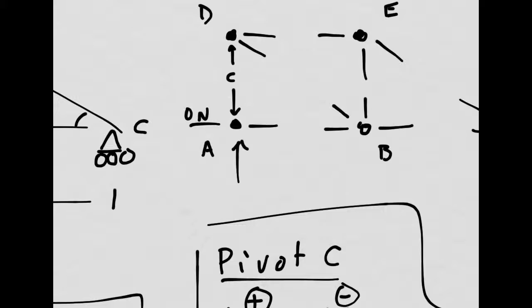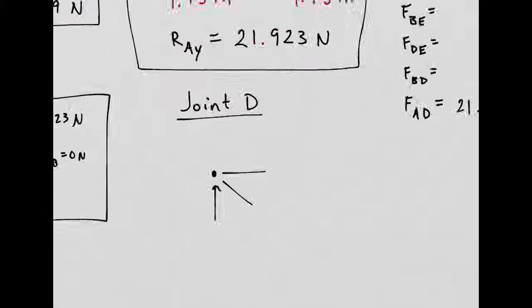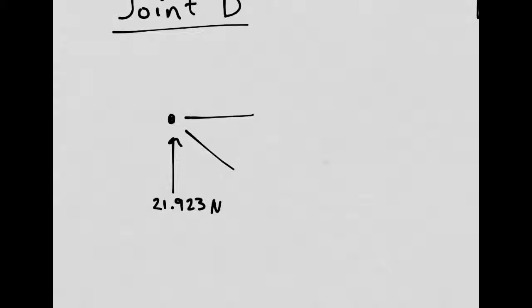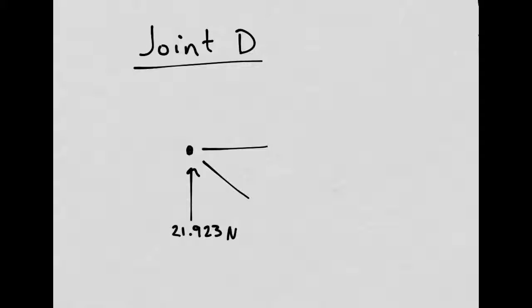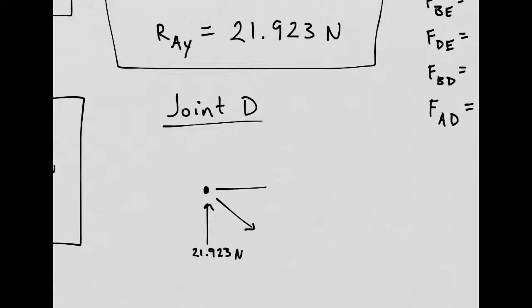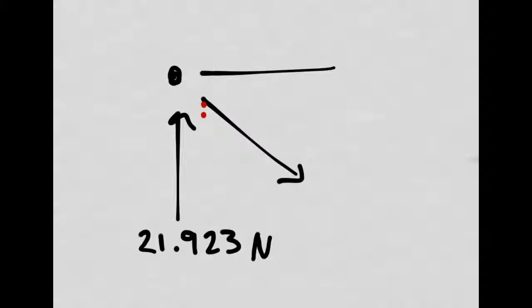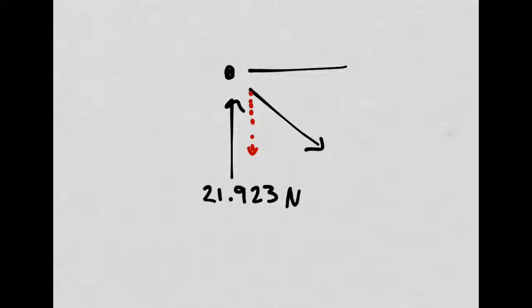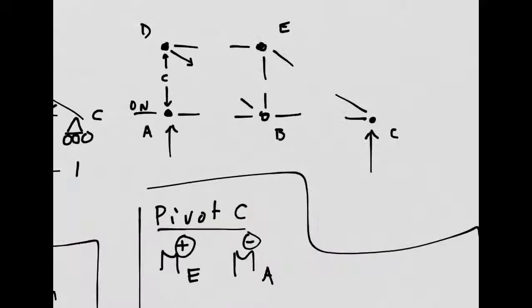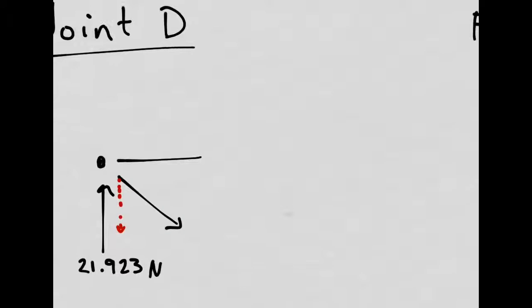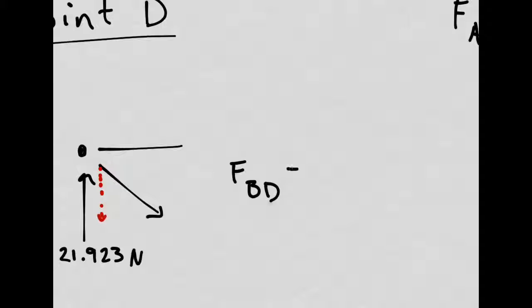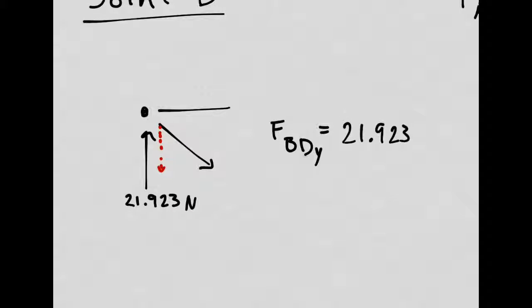Since this is also the force within AD, we already know it, and it's 21.923 newtons. Since this is pointing up, this doesn't have any y component. So this is the only thing that has a y component. The y component must be pointing downwards to counteract this. So this force must be pointing downwards. And this y component must be the same as this. There's only two y components, so they have to counteract each other. So FBD in the y direction has to be 21.923, going downwards.